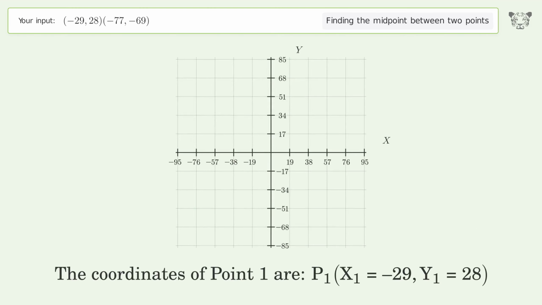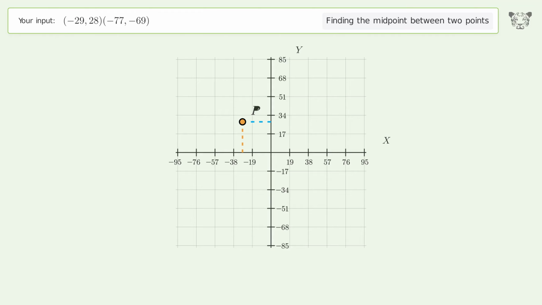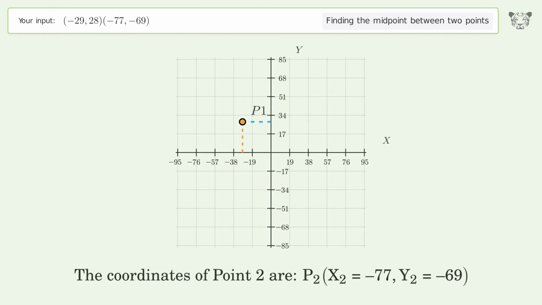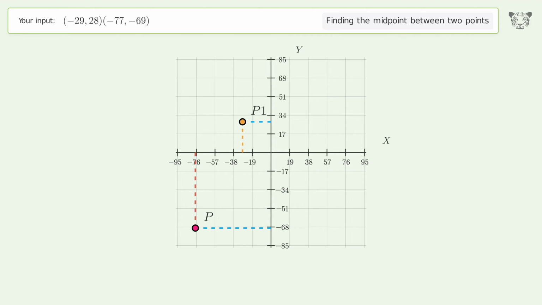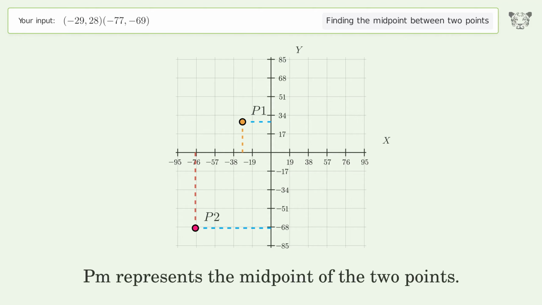The coordinates of point 1 are x1 equals -29, y1 equals 28. The coordinates of point 2 are x2 equals -77, y2 equals -69. PM represents the midpoint of the 2 points.